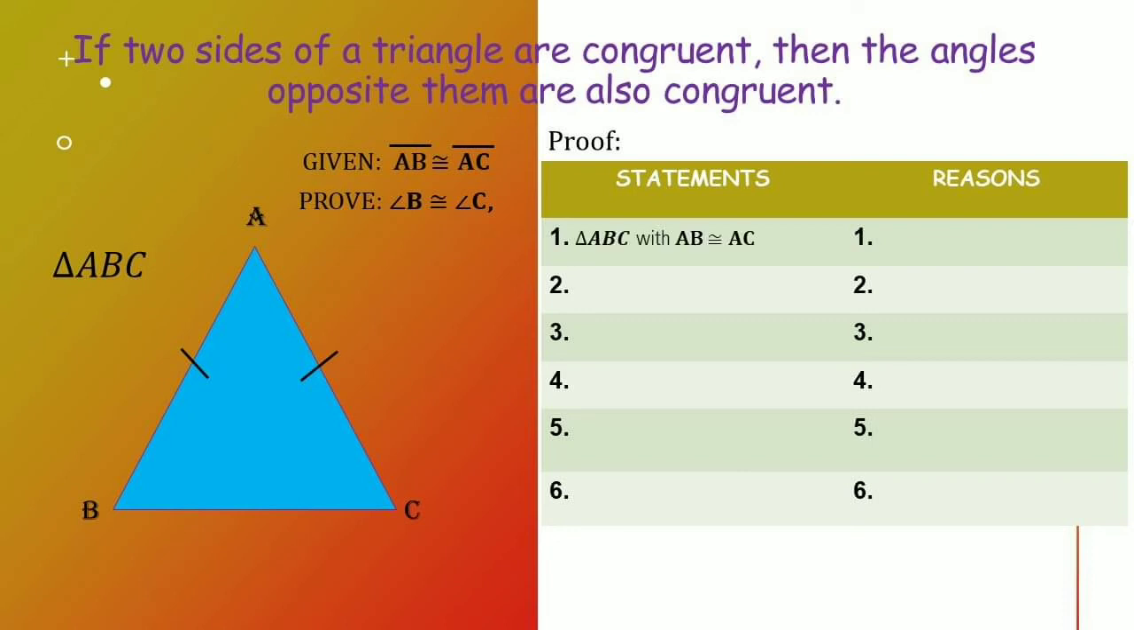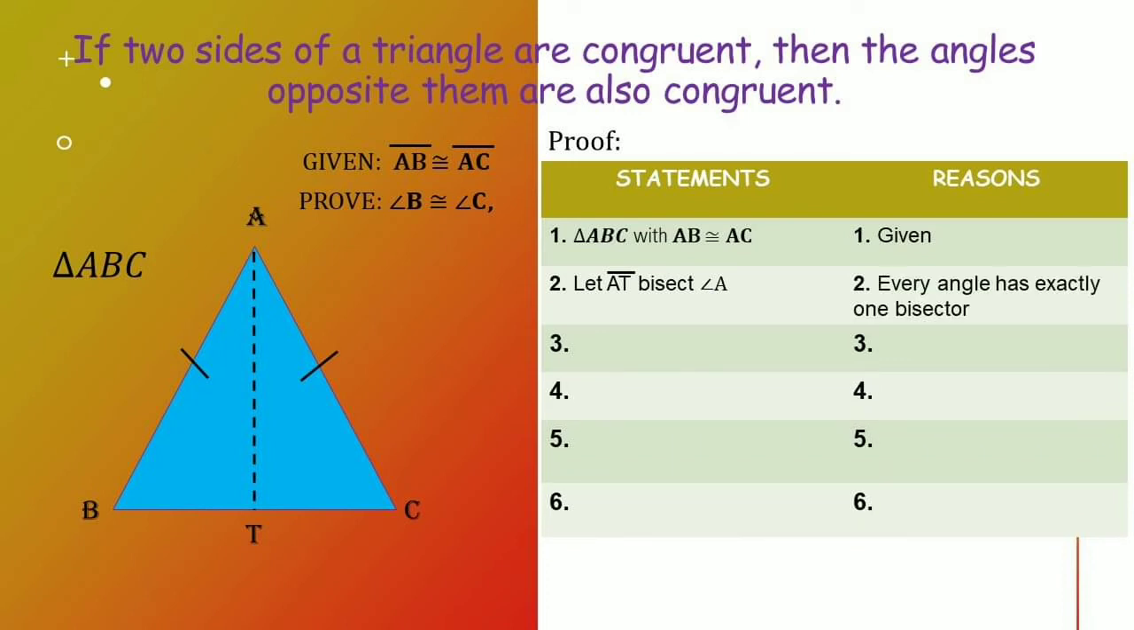Now let's start with the first one. Triangle ABC with AB is congruent to AC. That is our first statement and the reason is given. In our second statement, we're going to let segment AT bisect angle A. Okay, so yan yung nasa broken line. Tingnan ang figure. So what will be our reason? Every angle has exactly one bisector.